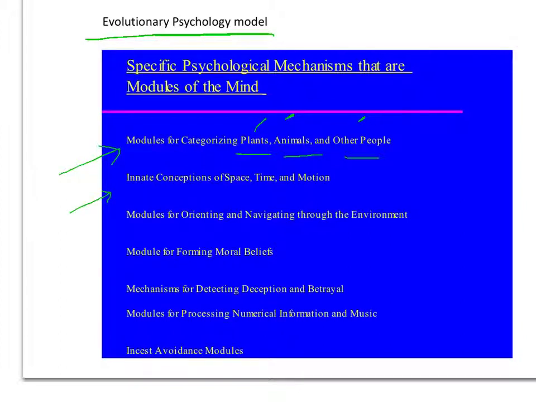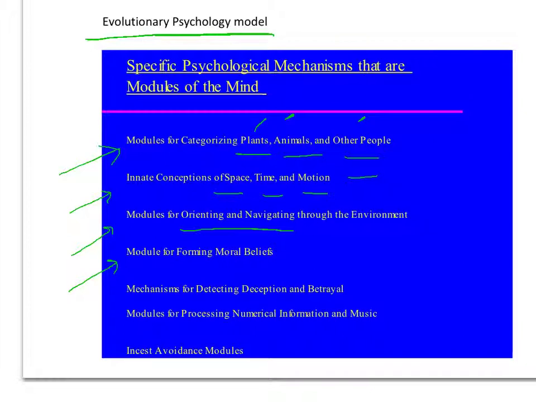Being able to innately conceive of space versus time versus motion. What's here in the space that I'm occupying geographically? What happened in the past versus the future versus what's happening 1,000 miles away from me, or maybe closer. Modules to orient or navigate through the environment as you're moving or running, right?